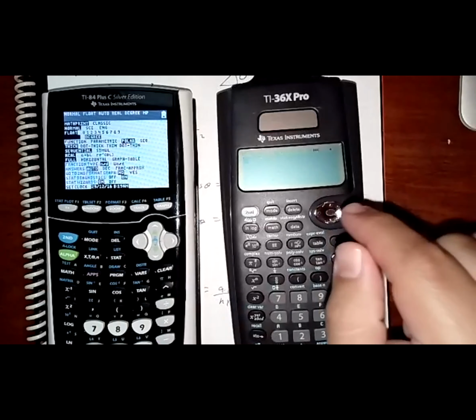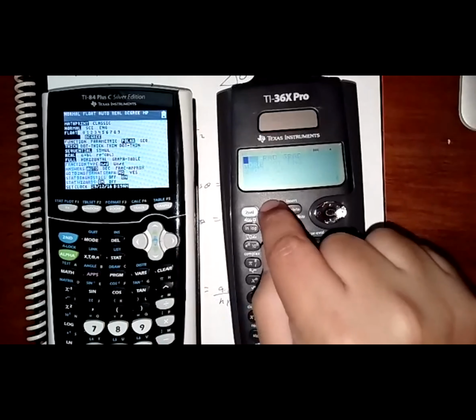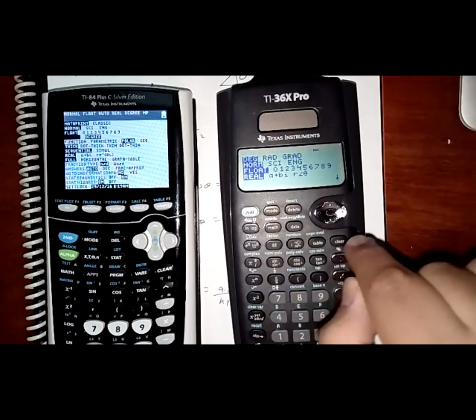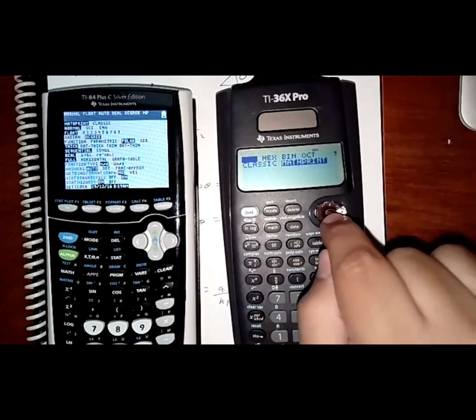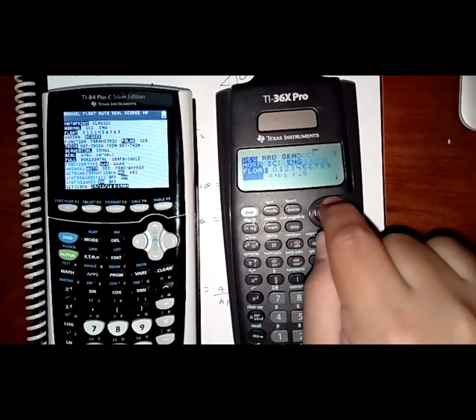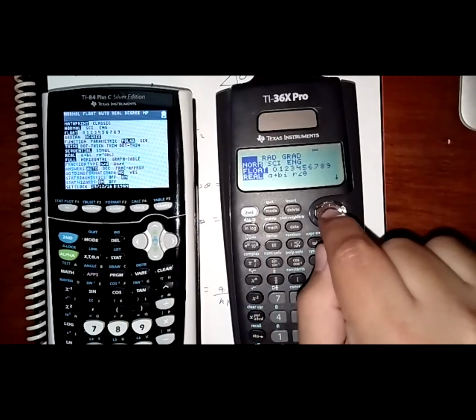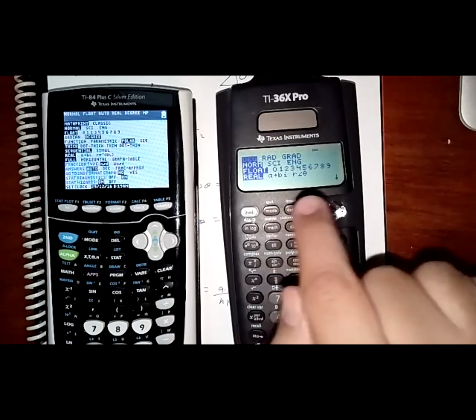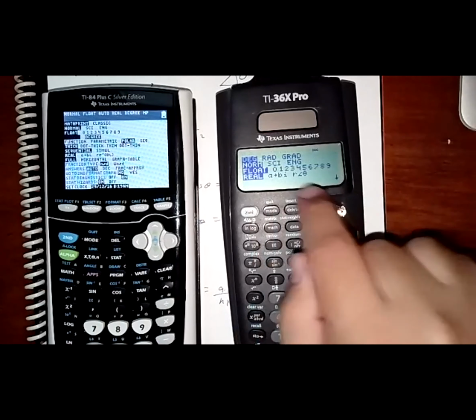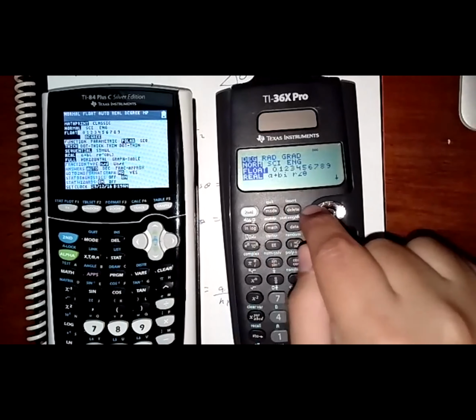If you have the 36 Pro, I think it might be similar. Hit mode. Scroll all the way down. Oh, it's at the very top. Degrees, DEG, RAD, and gradient. So yeah, just change it at the top.